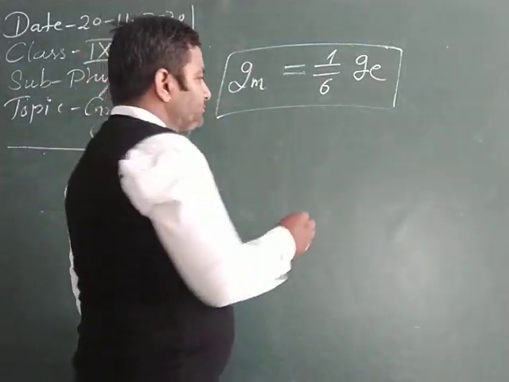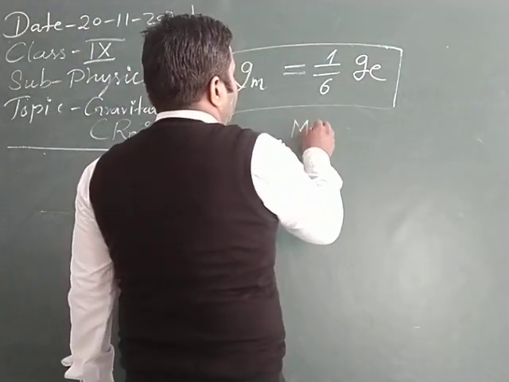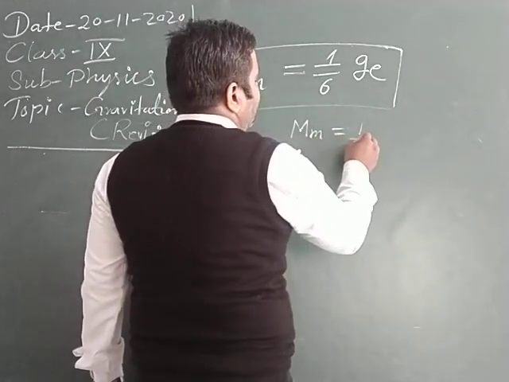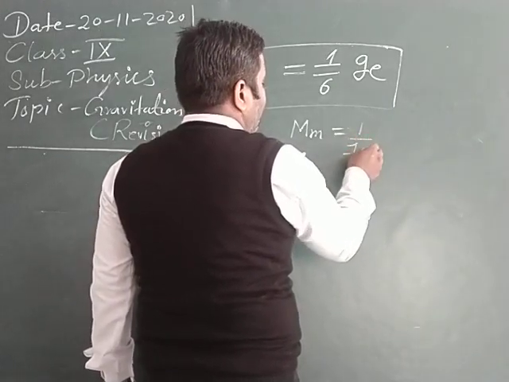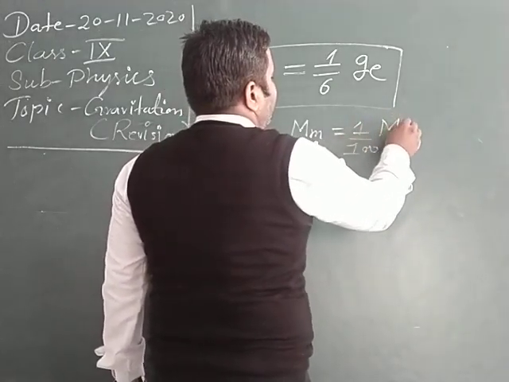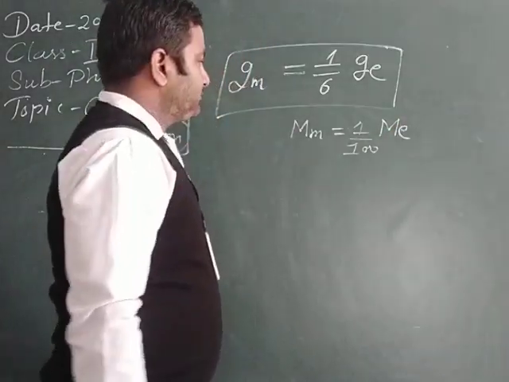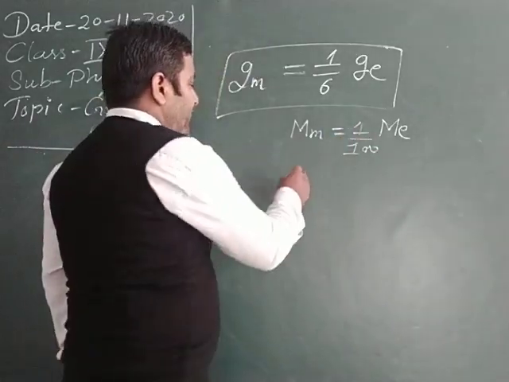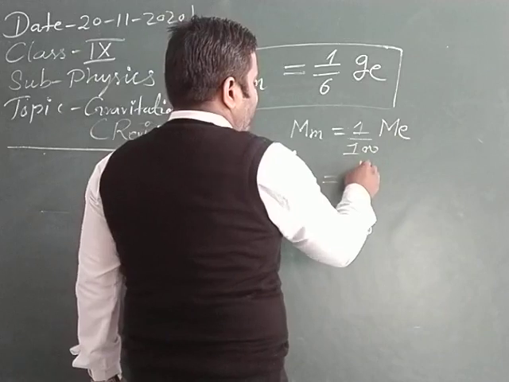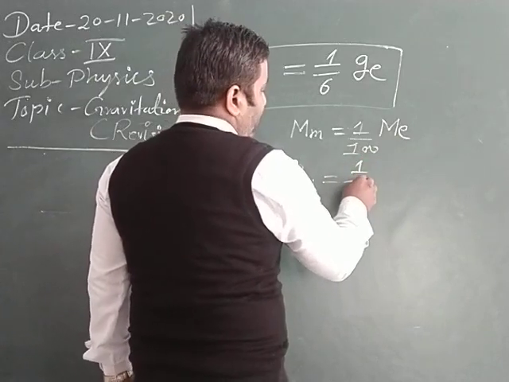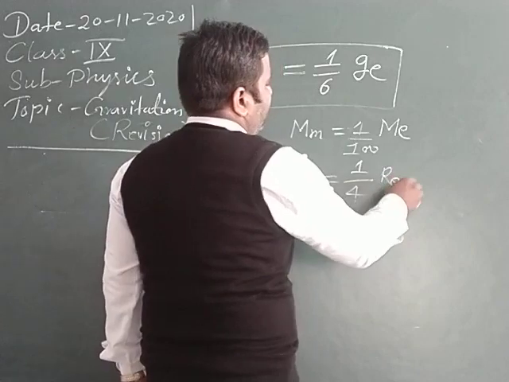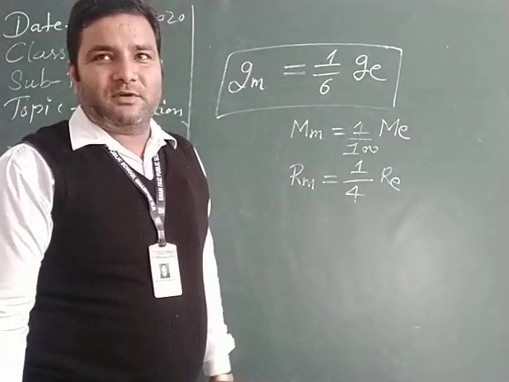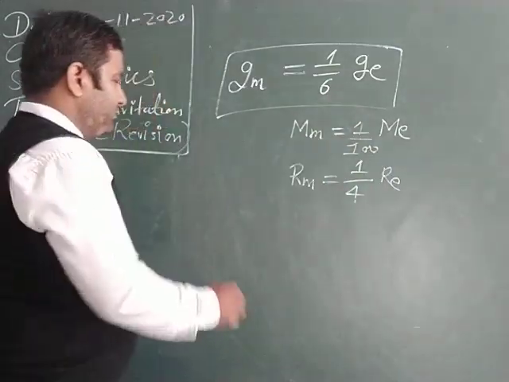Mass of moon, Mm, is equal to 1/100 times the mass of earth. Clear? Mass of moon equals 1/100 times the mass of earth, and the radius of moon is equal to 1/4 times the radius of earth. By using these two concepts, we can obtain this formula: Gm equals what? 1/6 Ge.